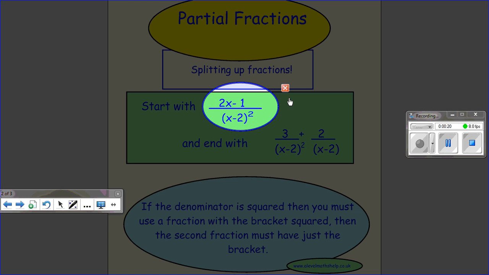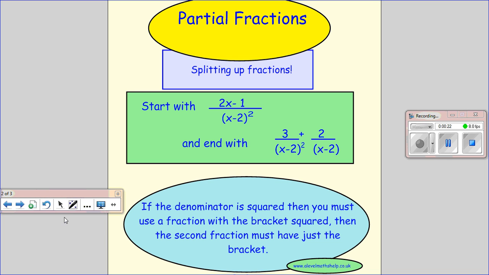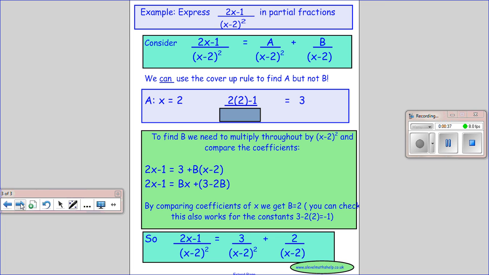Okay, so what we have is the case where we have a fraction like this where we have a square in the denominator, and when we split that into its component fractions, into its partial fractions, we need to have that x minus 2 all squared term, but then we must also have what was in the bracket but not squared.